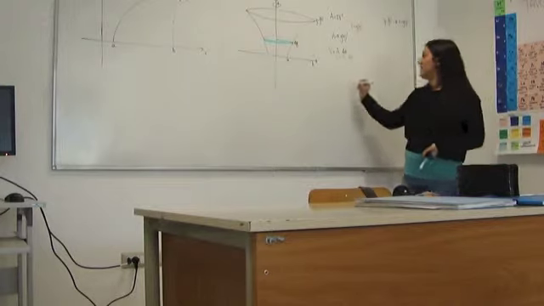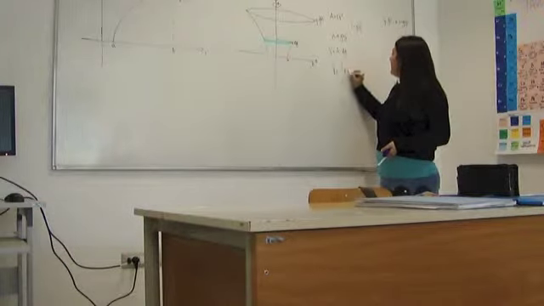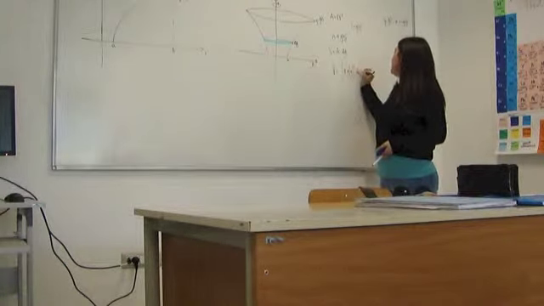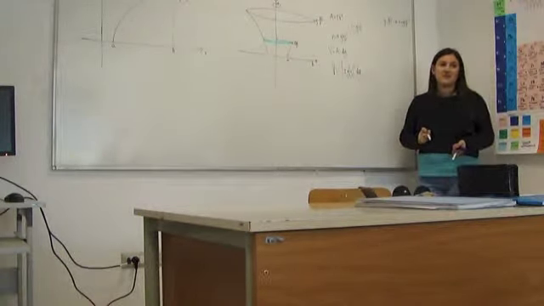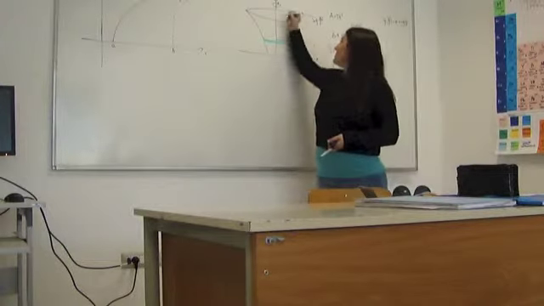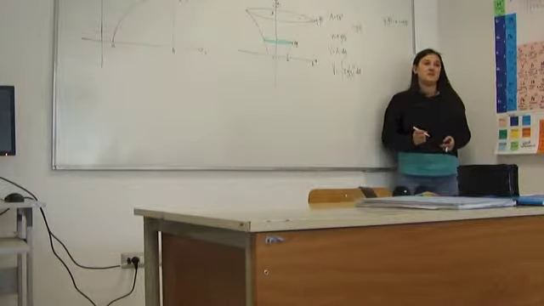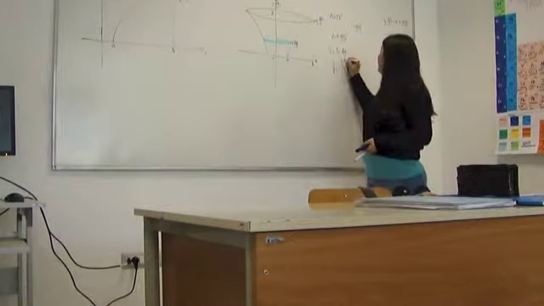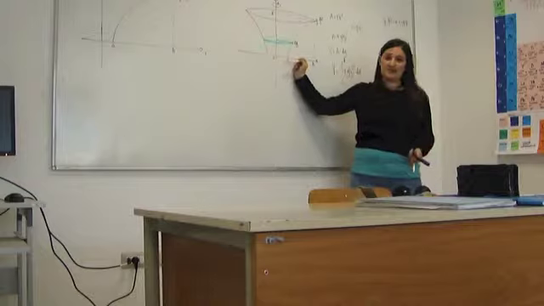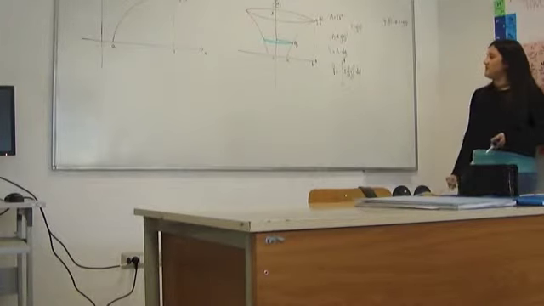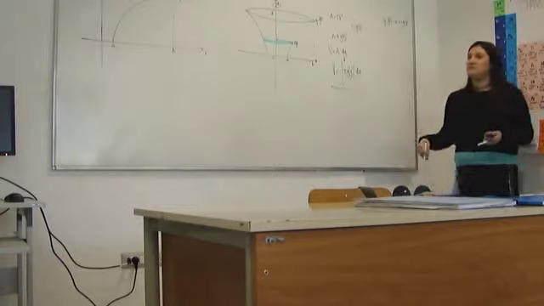So now if we integrate, the volume is pi g of y squared dy from where to where? From c to d, because everything is in terms of y. And this is the same formula as before, but in terms of y.